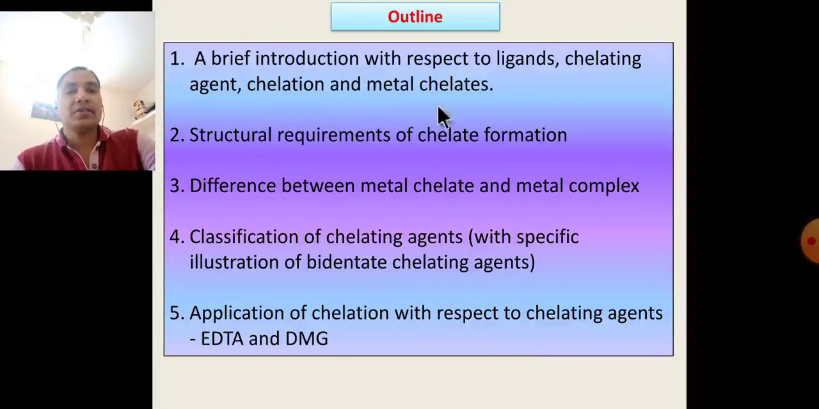and metal chelates. Second point, structural requirement of chelate formation. Third point, difference between metal chelate and metal complex. Fourth point, classification of chelating agent with specific illustration of bidentate chelating agent. Fifth point is application of chelation with respect to chelating agent EDTA, ethylenediaminetetraacetic acid, and DMG, dimethylglyoxime.